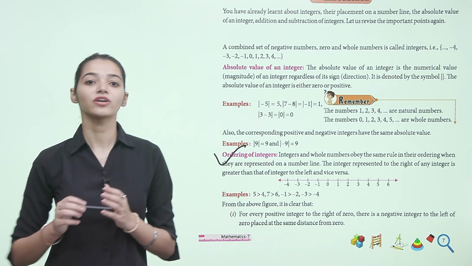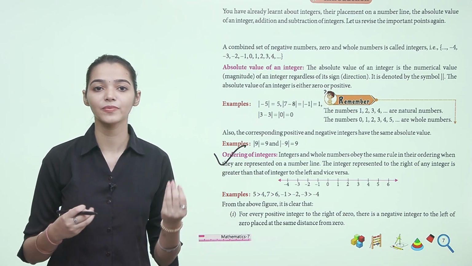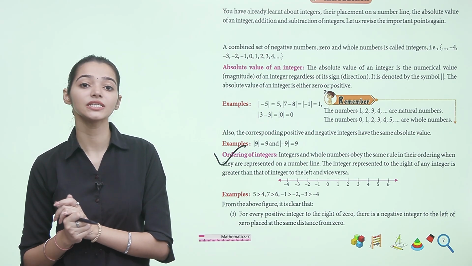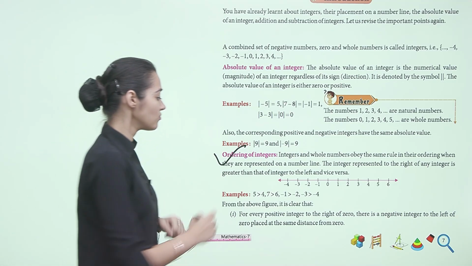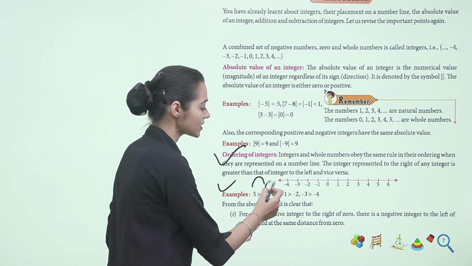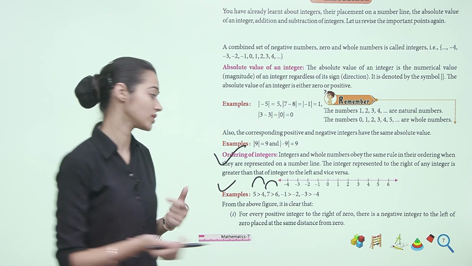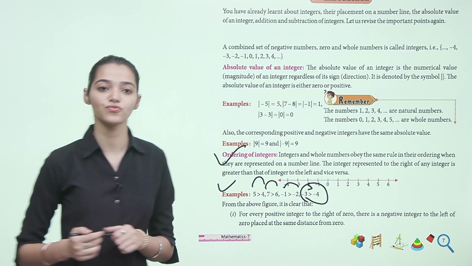Now let's start with the ordering of integers. Integers and whole numbers obey the same rule in their ordering when they are represented on a number line. The integer represented to the right of any number is greater than that integer to the left, and vice versa. For example, 5 is greater than 4, 7 is greater than 6, but in the negative cases, -1 is greater than -2 and -3 is greater than -4.